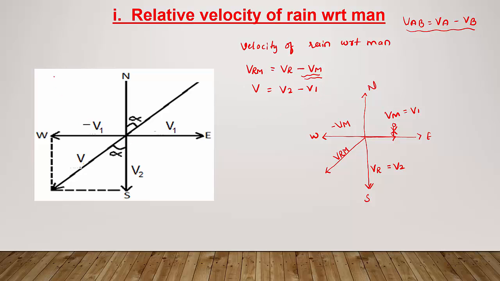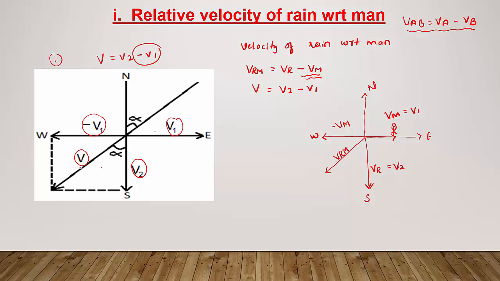Observe this diagram here, the first picture. Let us consider a man. The man is walking towards the east and has velocity V1. Let the rain be falling vertically downward with velocity V2. V indicates the relative velocity, that is, the relative velocity of rain with respect to man. It involves the velocity minus V1, because we know that V equals V2 minus V1. Minus V1 means we take it along the minus x-axis. So V gives the relative velocity.